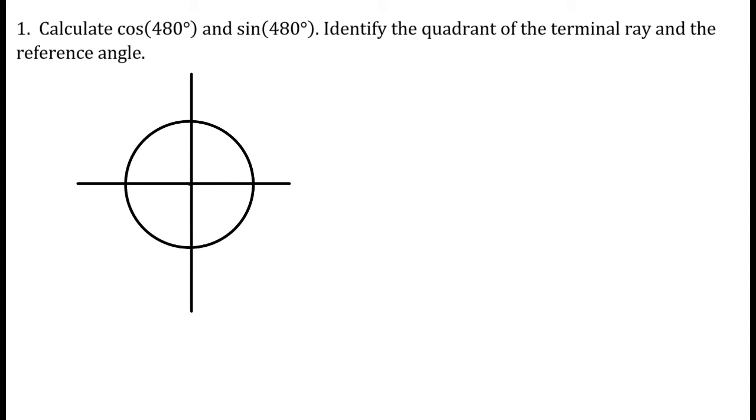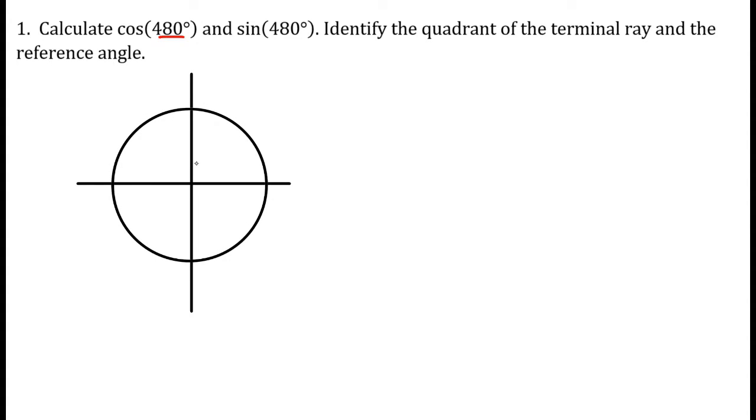Number 1, calculate the cosine of 480 degrees and the sine of 480 degrees. Identify the quadrant of the terminal ray and the reference angle. So, as always, we want to draw a unit circle. So, there are my axes, and there is my unit circle.